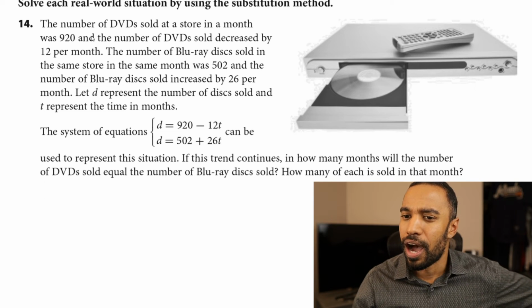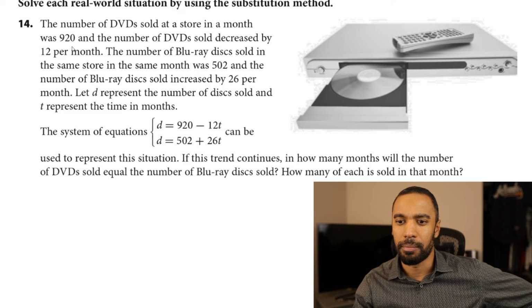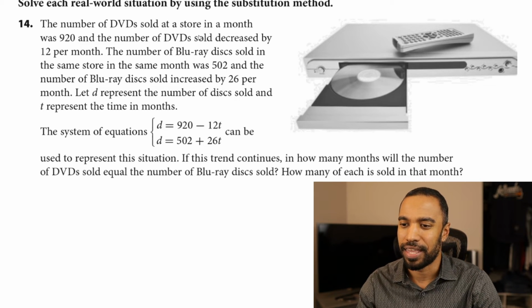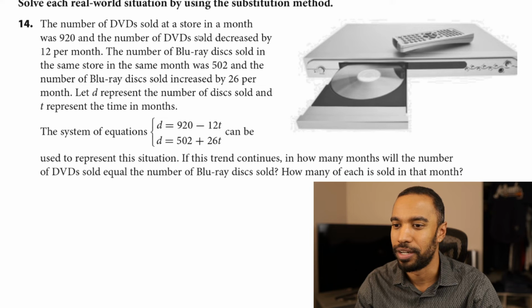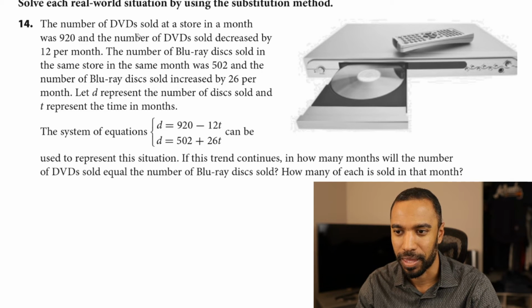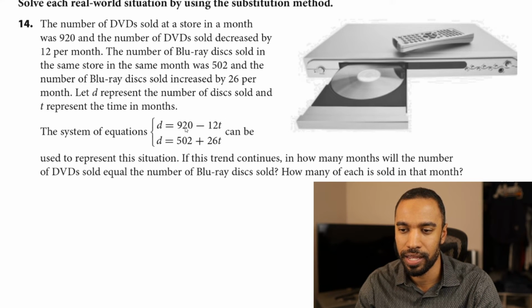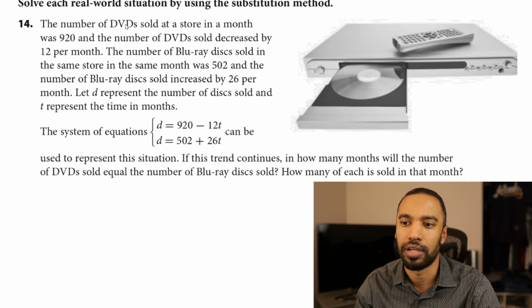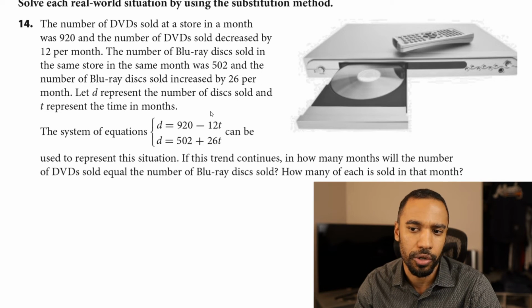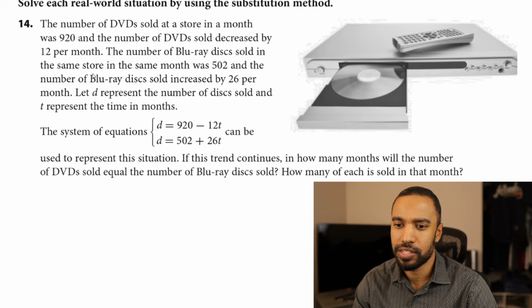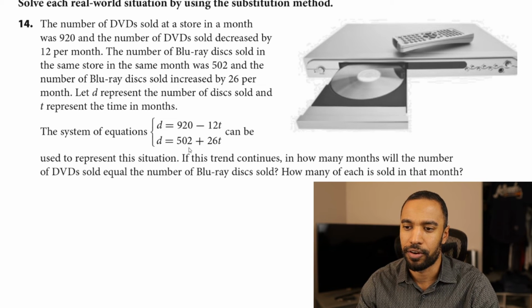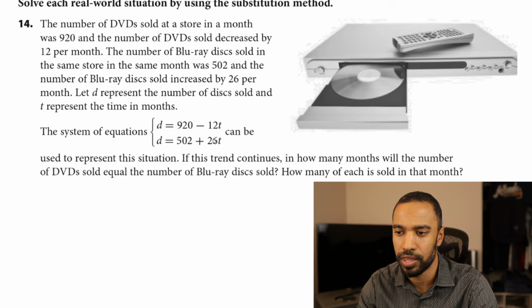Guys, don't stream. The number of DVDs sold at a store in a month was 920, and the number of DVDs sold decreased by 12 per month. Okay? That looks like it's that model right here. We start with 920, and then the sales decrease over time. The number of Blu-ray discs sold in the same store in the same month was 502, and the number of Blu-ray discs sold increased by 26 per month.